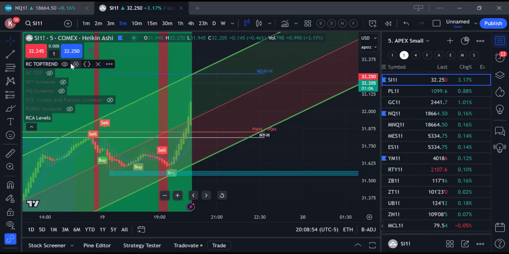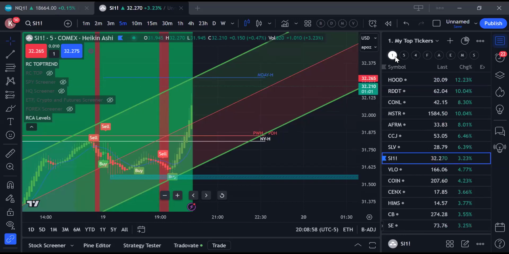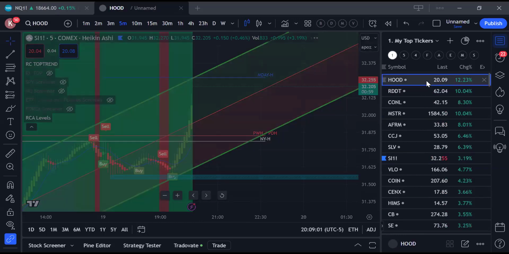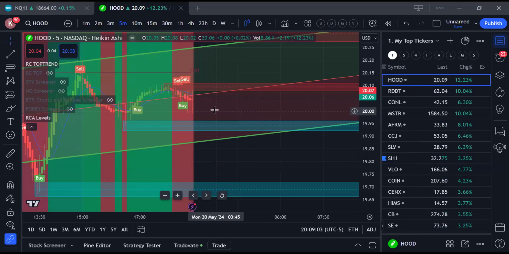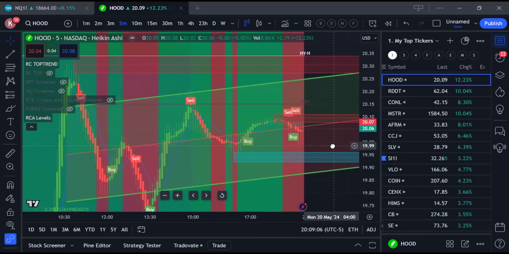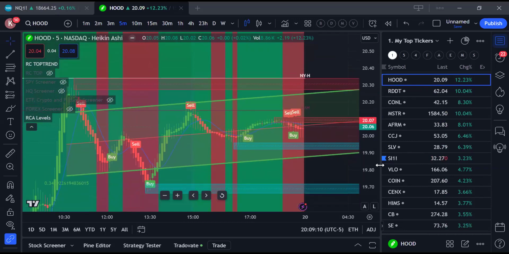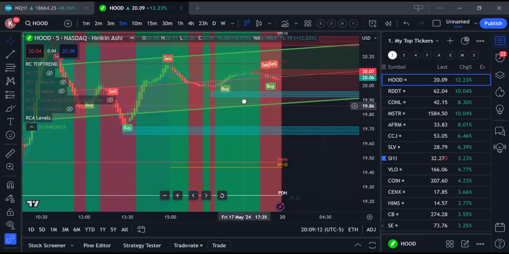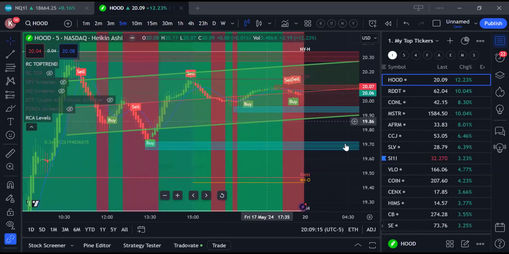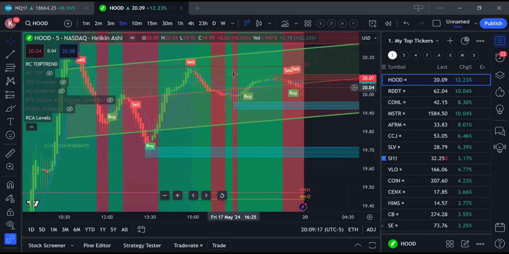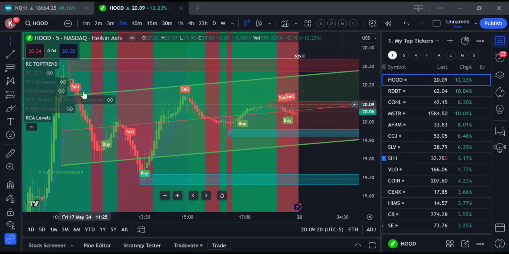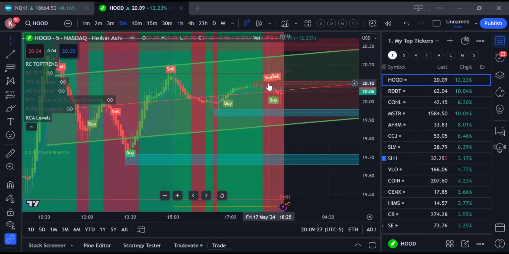Or if you go to some stocks, you have the previous week high here. It went, touched that, came down. Again, it tried to go up, again it came down. So tomorrow we may see a much bigger drop in HOOD.